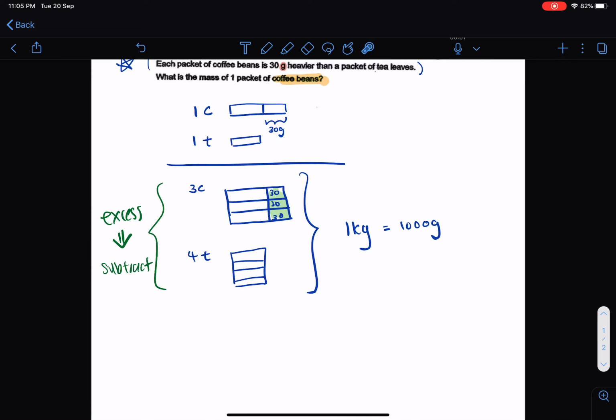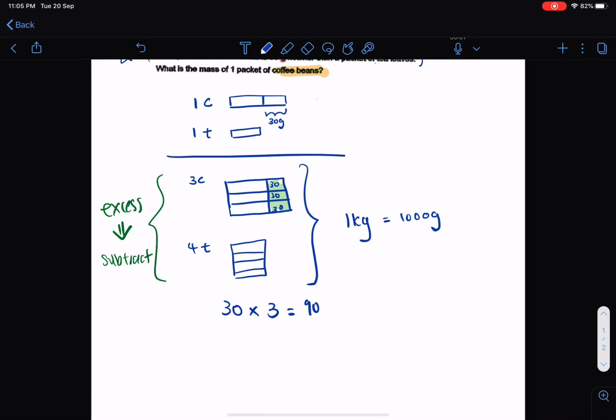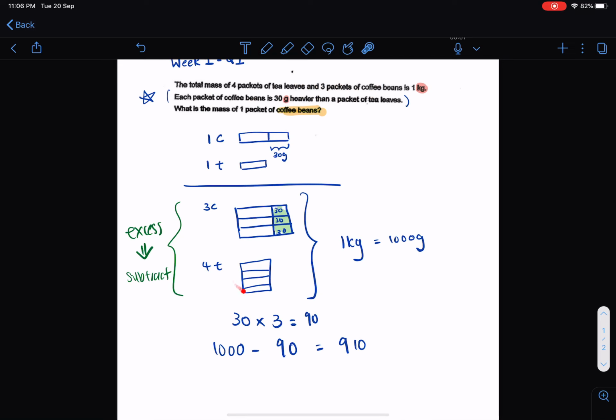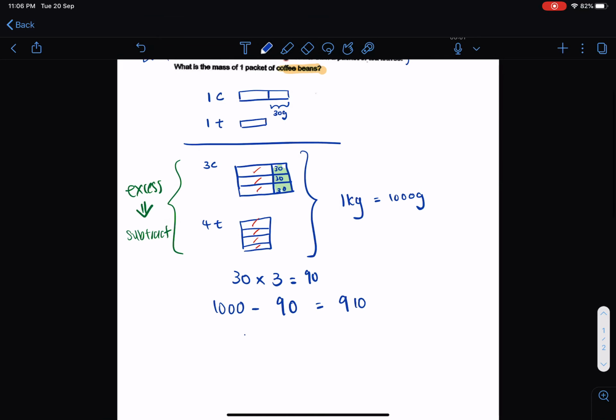So again, I can either use 1000 minus 30 minus 30 minus 30, or I can also use 30 multiplied by 3 and I will get 90, and I use the total 1000 to minus 90 and I will get 910. So this particular value will be the number of units over here. Let us count together. I have 1 unit, 2 unit, 3 unit, 4 unit, 5 unit, 6 unit, 7 units here. So I know that 7 units is now 910.